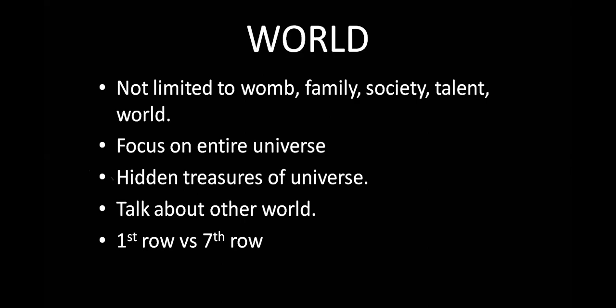But here, the definition of world for these people would be the whole universe, the hidden treasures of the universe. So that is why they will talk about the other world. So here is the difference between the definition of the other world of first row, that is hydrogen and helium, and the seventh row. The first row people, they will talk about the other world, but their definition of the other world and their existence in the other world would be like they have no form, no physical form. That's it. It's very, very primitive. They don't have any form, any material, any matter. So they are just like invisible in this world.